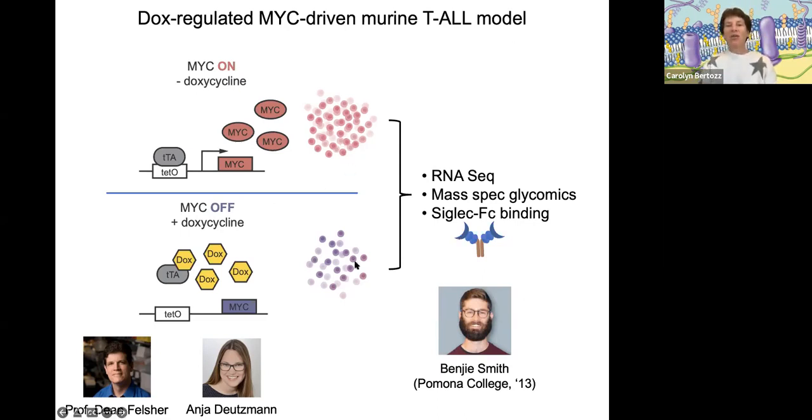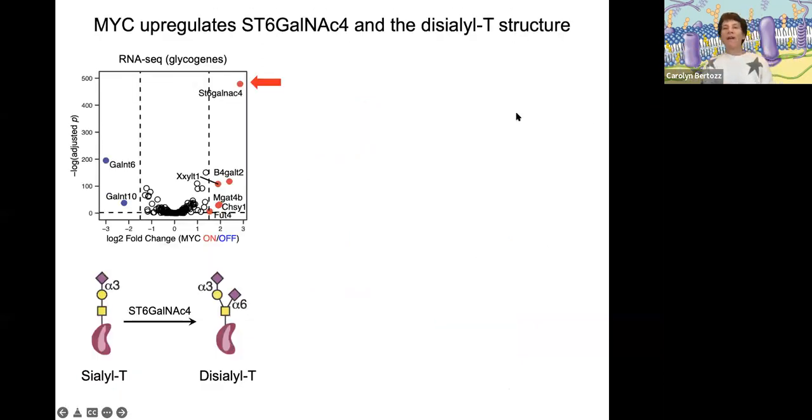And Benji basically took cell lines that had been either MYC on or MYC off state, and then did RNA-seq, looked at their glycan profiles by mass spectrometry, and then tested their ability to bind to different Siglec Fc reagents as a probe of their Siglec ligand expression. And what he found was quite stunning.